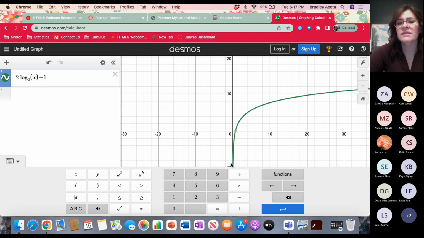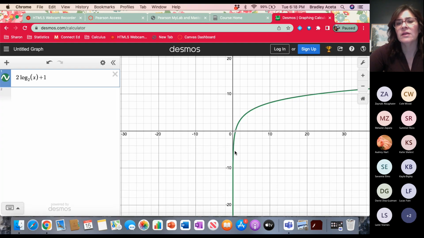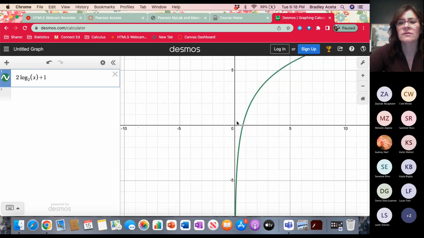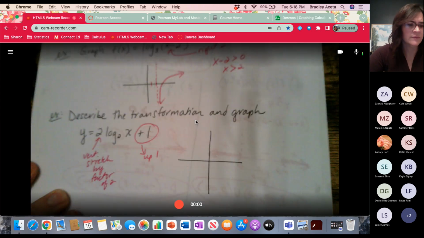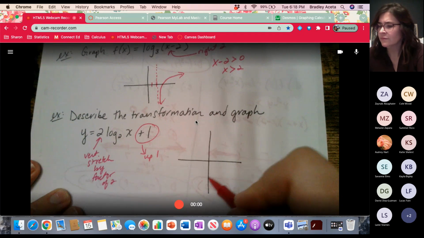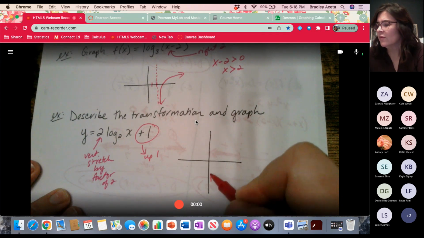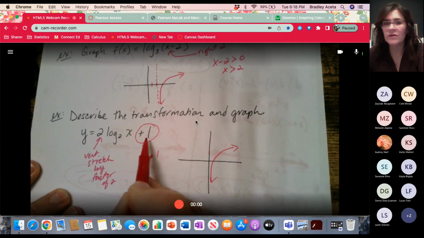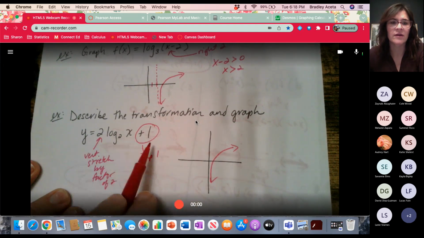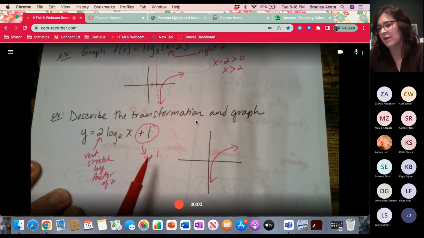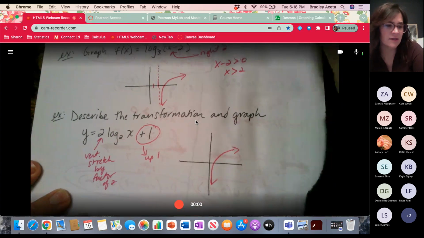It's still hovering over that x equals 0 line, that's still its asymptote, but it's actually shifted up a little bit more. And again, you can put all this into Desmos very easily. But they're going to ask you questions about what these parts right here mean. This is vertical stretch by 2, this is going up 1, and they always like to ask that stuff.